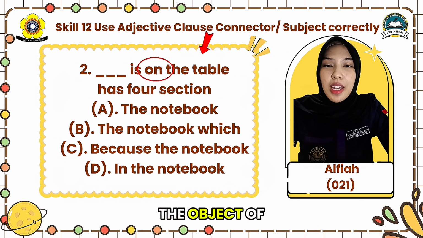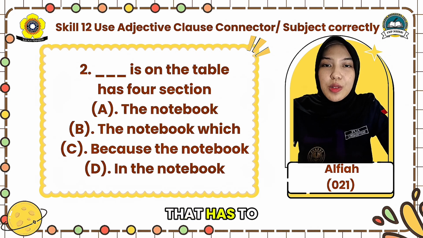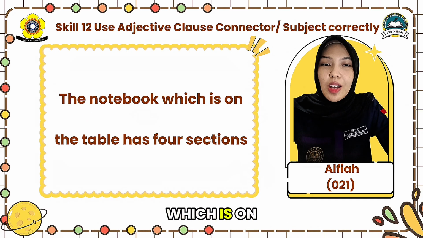Table is the object of the preposition. The only answer that has two subjects is answer B. So, answer B is the correct answer. The correct sentence should say, the notebook which is on the table has four sections.